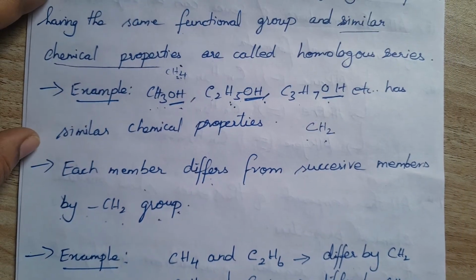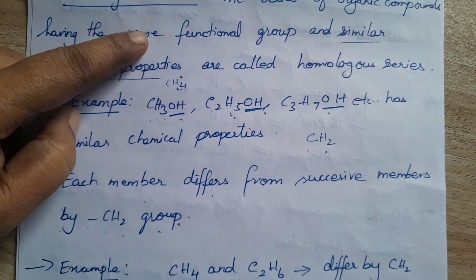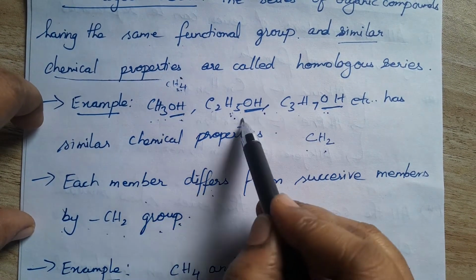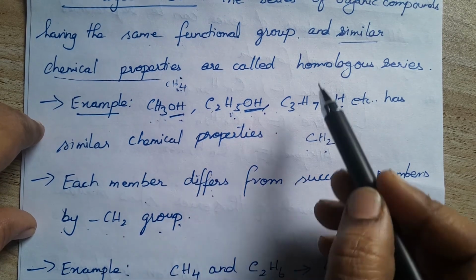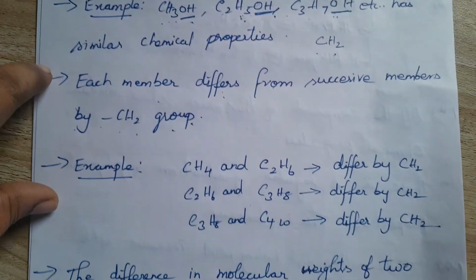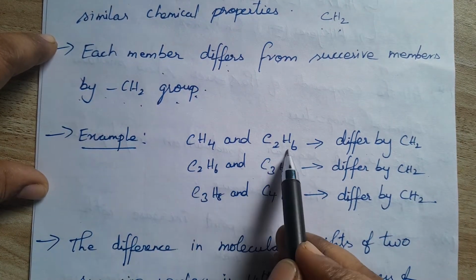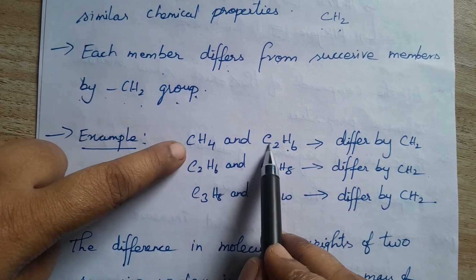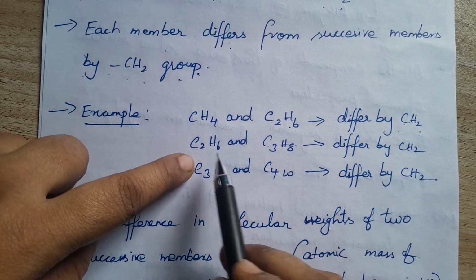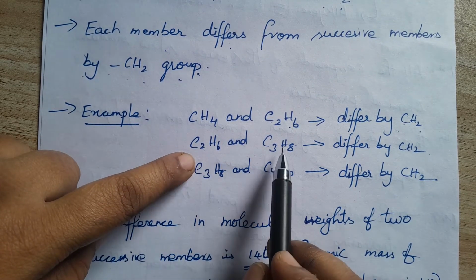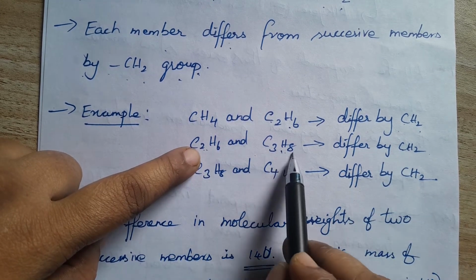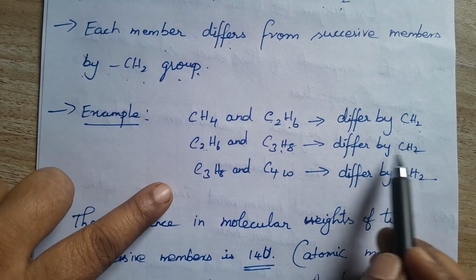For this homologous series, they have the same functional group, and they differ by CH2: methanol, ethanol, propanol. So all of this homologous series will differ by a CH2 group. For example, methane and ethane. What is the difference? An extra 1 C is there and an extra 2 hydrogens are there, so it differs by CH2. Likewise, ethane and propane: an extra 1 C and an extra 2 H, so they differ by CH2.